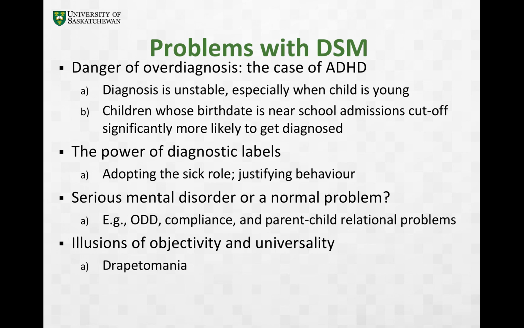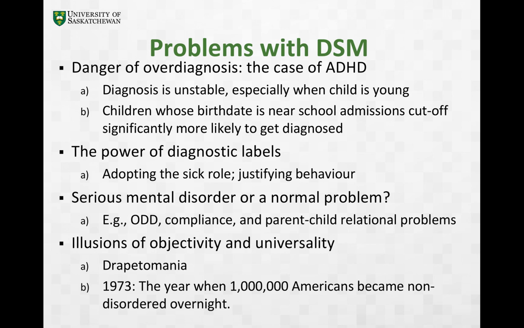Now, looking back at this from the 21st century, we're probably horrified that we would even consider that a mental disorder, because of obviously the important social, cultural context that would lead a slave to want to flee from their so-called master, right? But at that point in time, that was considered mental illness. Here's another time. In 1973, overnight, 1 million Americans became non-disordered when the DSM committee met and decided that homosexuality was no longer a mental disorder. Overnight, 1 million people moved from having a mental disorder to not having a mental disorder because a bunch of old white guys got together and decided it was no longer a mental disorder.